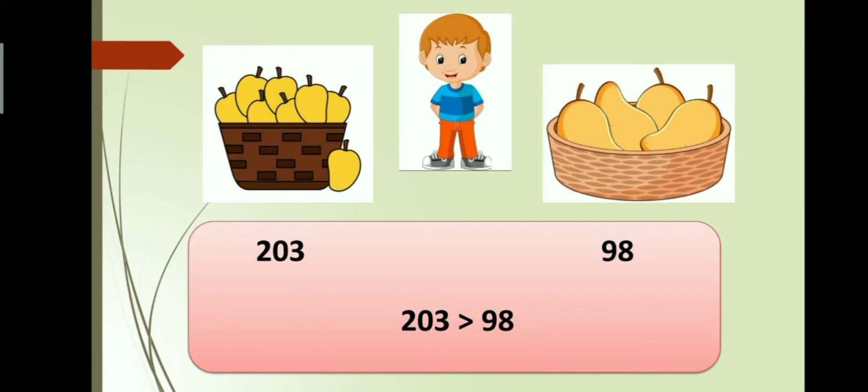Students, now as you can see, 203 is a 3-digit number and 98 is a 2-digit number. So, as you know that 3 digits are more than 2 digits. So, it means that 203 is greater than 98. So, he decides to take the basket with 203 mangoes.